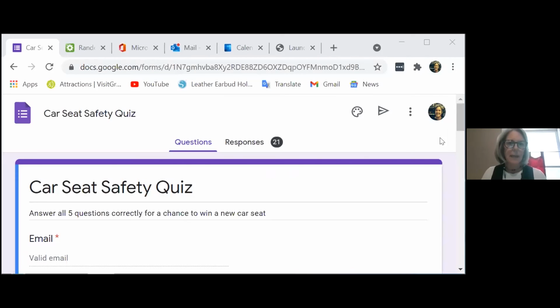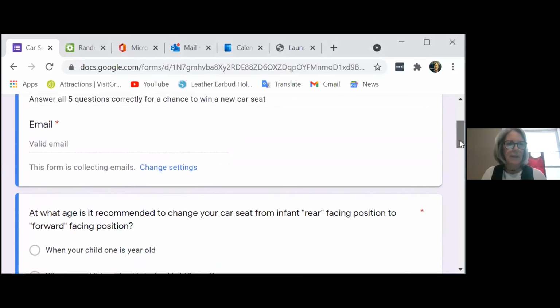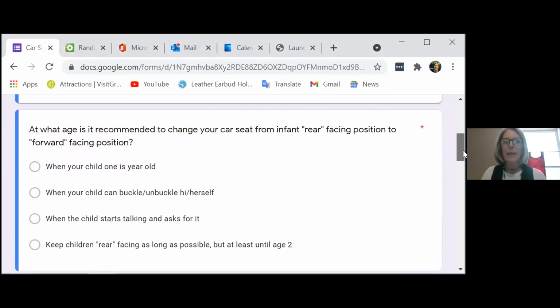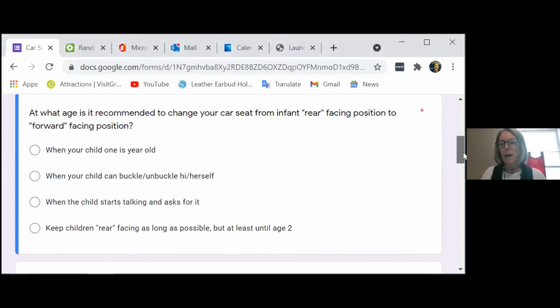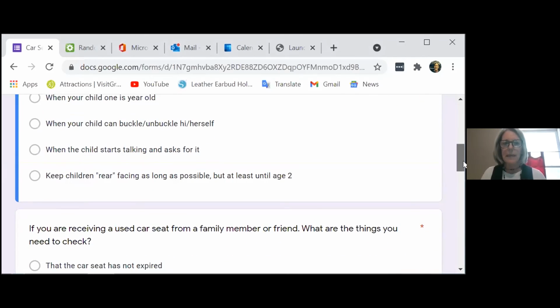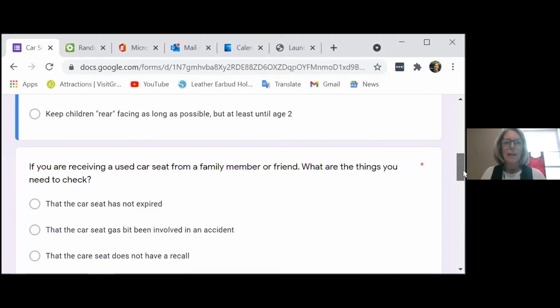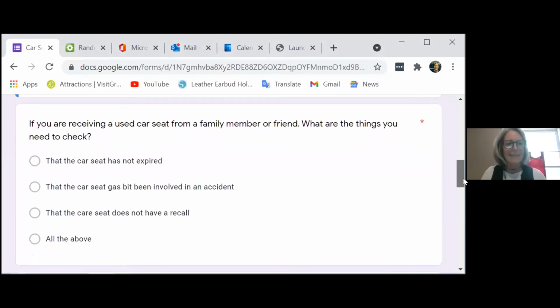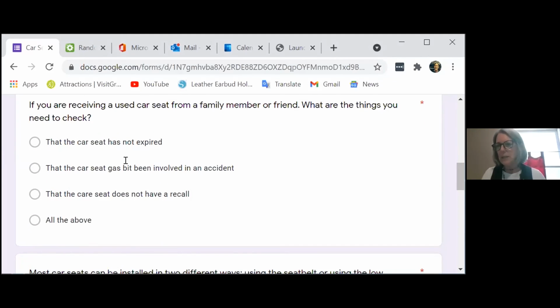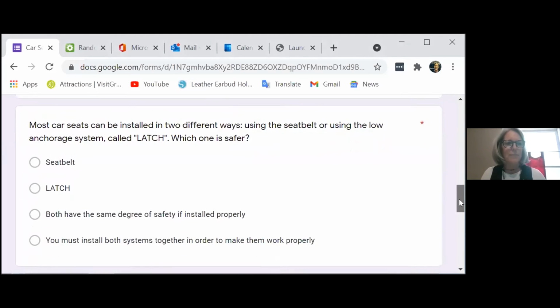Excellent. So we had 29 responses to the quiz, and I'm just going to go over it really quick. At what age is it recommended to change your car seat from infant rear facing position to forward facing? Overwhelmingly, people got this question correct. Keep children rear facing as long as possible, but up until at least the age of 2. If you're receiving a used car seat, we covered this, so all of the above you need to know. Overwhelmingly, people got that answer correct.